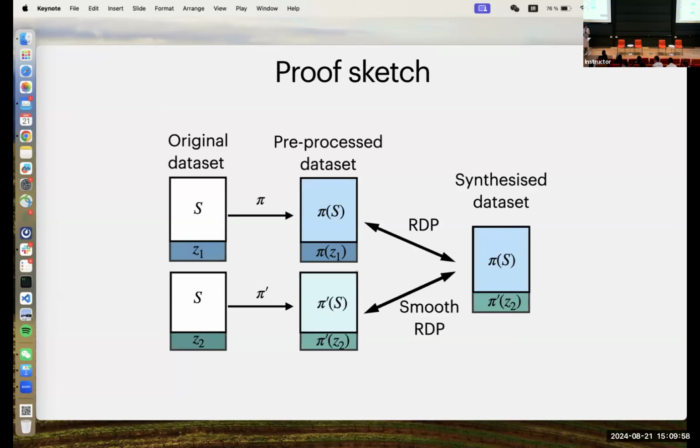And for the lower two data sets, by the definition of sensitivity of preprocessing, their L2 distance is bounded. So they satisfy the definition of SRDP, and we can upper bound the Rényi divergence between those two output distributions by the smooth RDP parameters. And then we apply one step of the triangle inequality to get our bound.